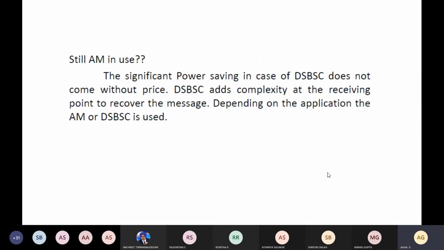So still AM is in use, and we have the other variants. Then why are we using the conventional AM? The significant power saving in case of DSBSC does not come without a price. When we go for the other variants, the system complexity will definitely increase. DSBSC adds complexity at the receiving point to recover the message. So depending on the application, the conventional AM or DSBSC can be used. We can use either system depending on the need and the application.